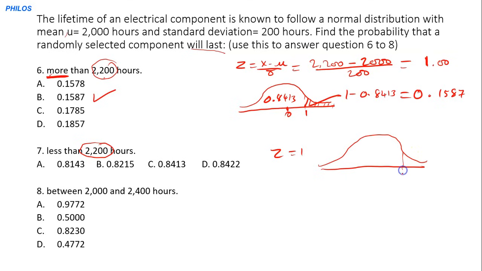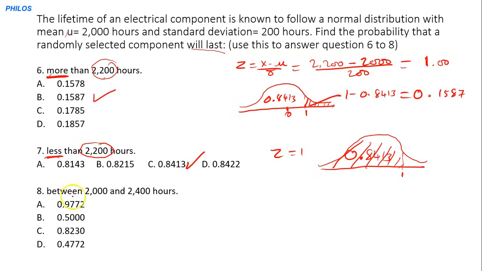So 1 is somewhere here, isn't it? But this question says less than. So area less than is this side. So it means this question wants us to find this area. So if we check positive 1.00 on a positive z table, we get 0.8413, which means area to the left, isn't it? And the question also wants us to find area to the left. Less than is the area to the left. So the answer is 8413 straight. So the answer is C.